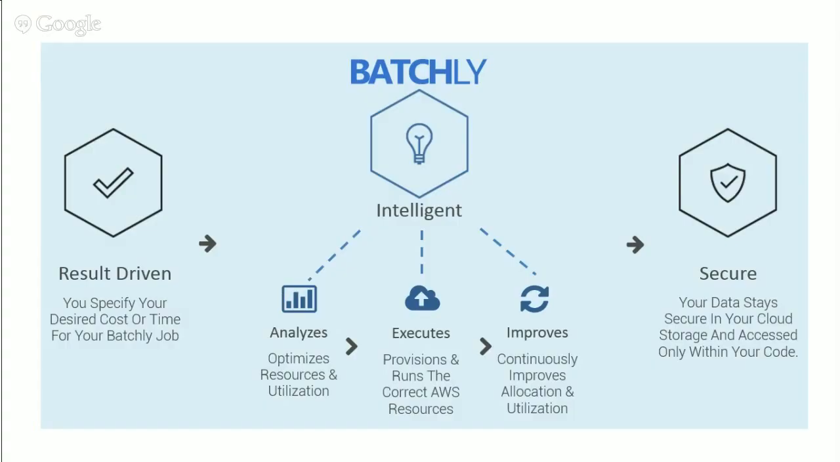Just to summarize, with Batchly, it's completely result driven. You specify your cost or time, and you give your data source. The data itself is not accessed by Batchly. It runs inside your AWS account. You just give your data source and your processing logic. Batchly will analyze it and execute it by launching on-demand and Spot instances based on your SLA. It could just be Spot or it could be a combination, and it keeps improving it for cost and time using the learning algorithm. And it's completely secure. It runs inside your AWS account. You can also add third-party tools like Porticore. Batchly supports Porticore and any other security solutions on AWS that you have.